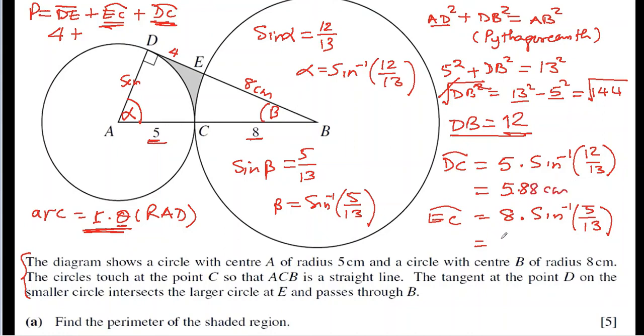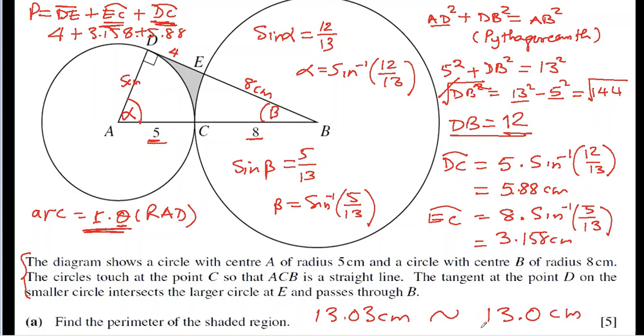When I use my calculator, I got this as 5.88 centimeters. This one 3.158 centimeters. And when I add all three of them, let me write EC is 3.158 plus 5.88. So all of them give me 13.03 centimeters. And if we round to 3 significant figures, it becomes 13.0 centimeters. This is the perimeter.